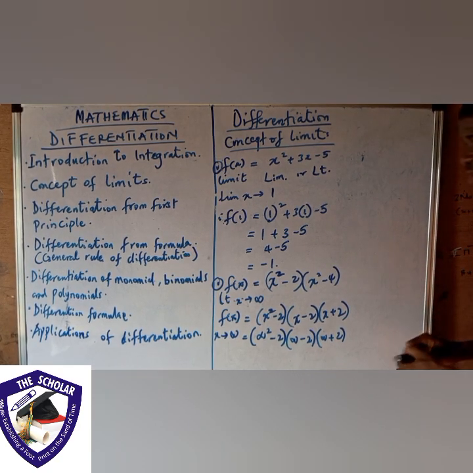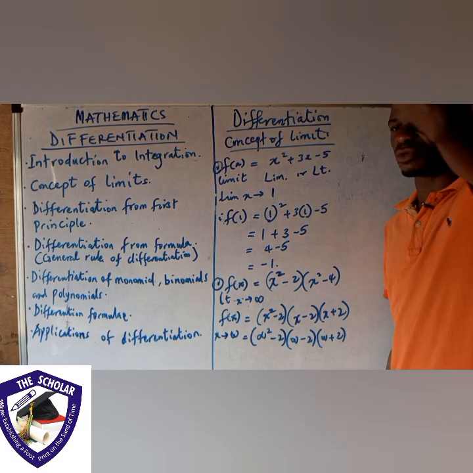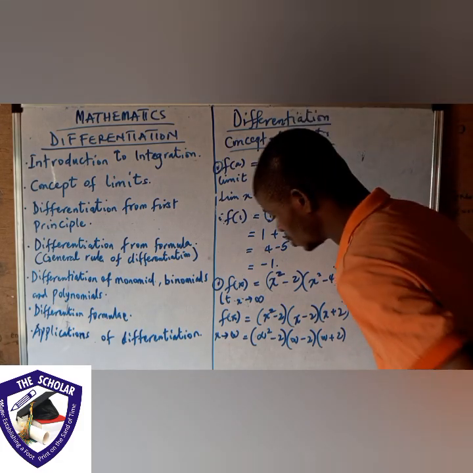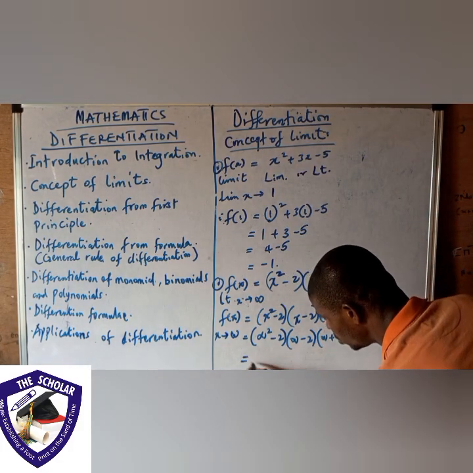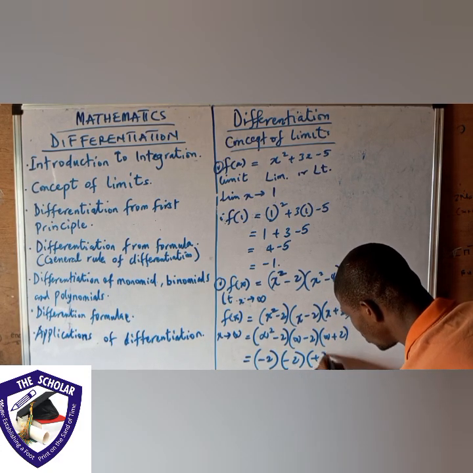Now when you say something tends to infinity, it means what? It tends to an end in which we cannot determine what is there. So in most instances, we take it as 0. And our answer here will be minus 2 into minus 2 into plus 2.